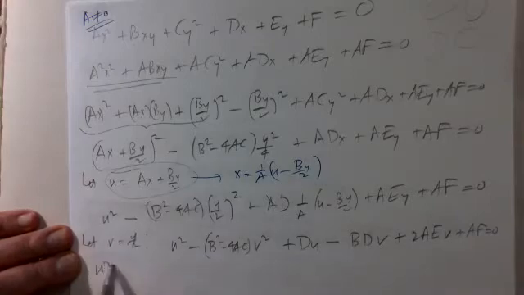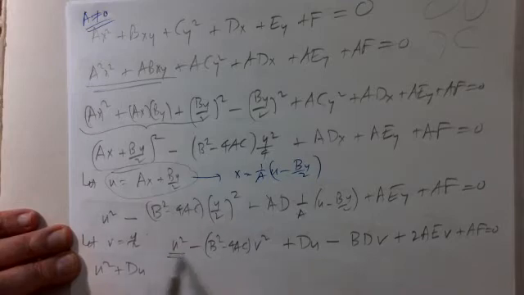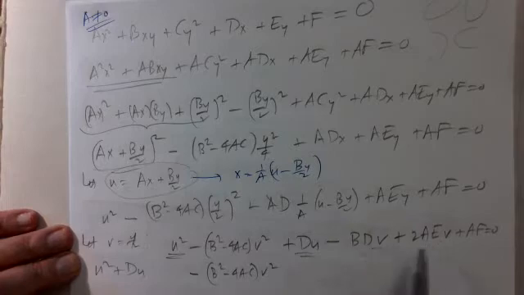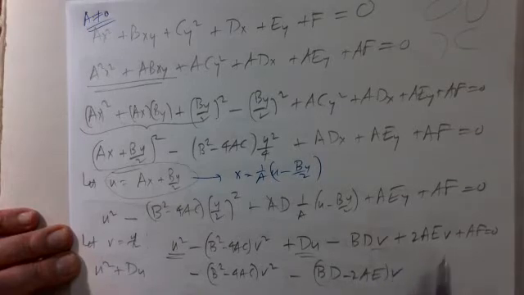So this is u squared plus du minus b squared minus 4ac v squared. And here, if I factor out a v, I get bd minus 2ae times v plus af equals 0.